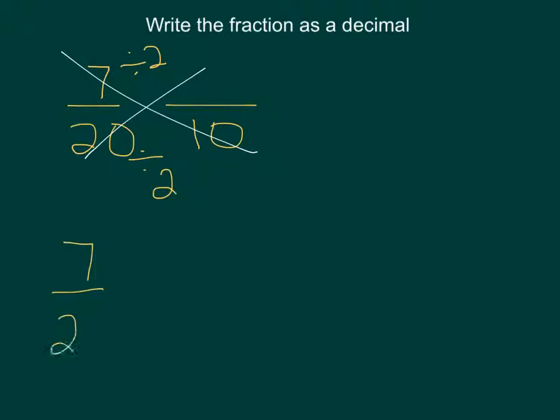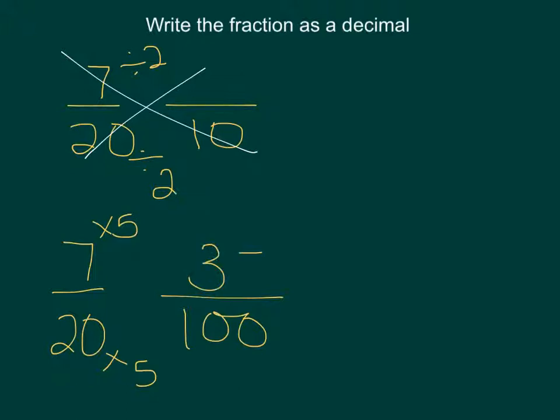So that means we could multiply it by something to get a power of 10. Well, our next power of 10 is 100. So what did we do to 20 to get 100? We multiplied it by 5. So we can multiply the top by 5 and get 35. So you say this as 35/100ths. So that means we have our decimal point and our 35 is in the 100ths spot.